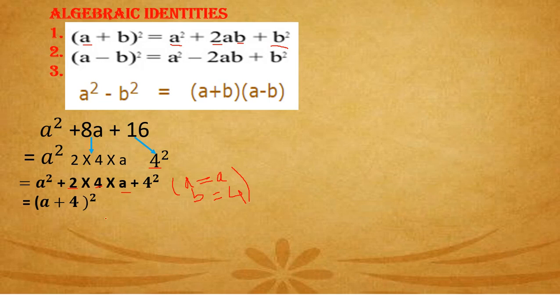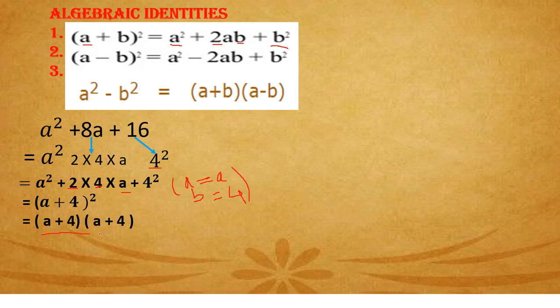So we can write a square plus 2ab plus b square as (a plus b) whole square, that is (a plus 4) whole square. Now, as we are writing the factors of this algebraic expression, factor means product of two terms, or in the case of numbers, product of two or more numbers. A factor is a number which can be written as a product of numbers. So (a plus 4) whole square should be written as (a plus 4) into (a plus 4).